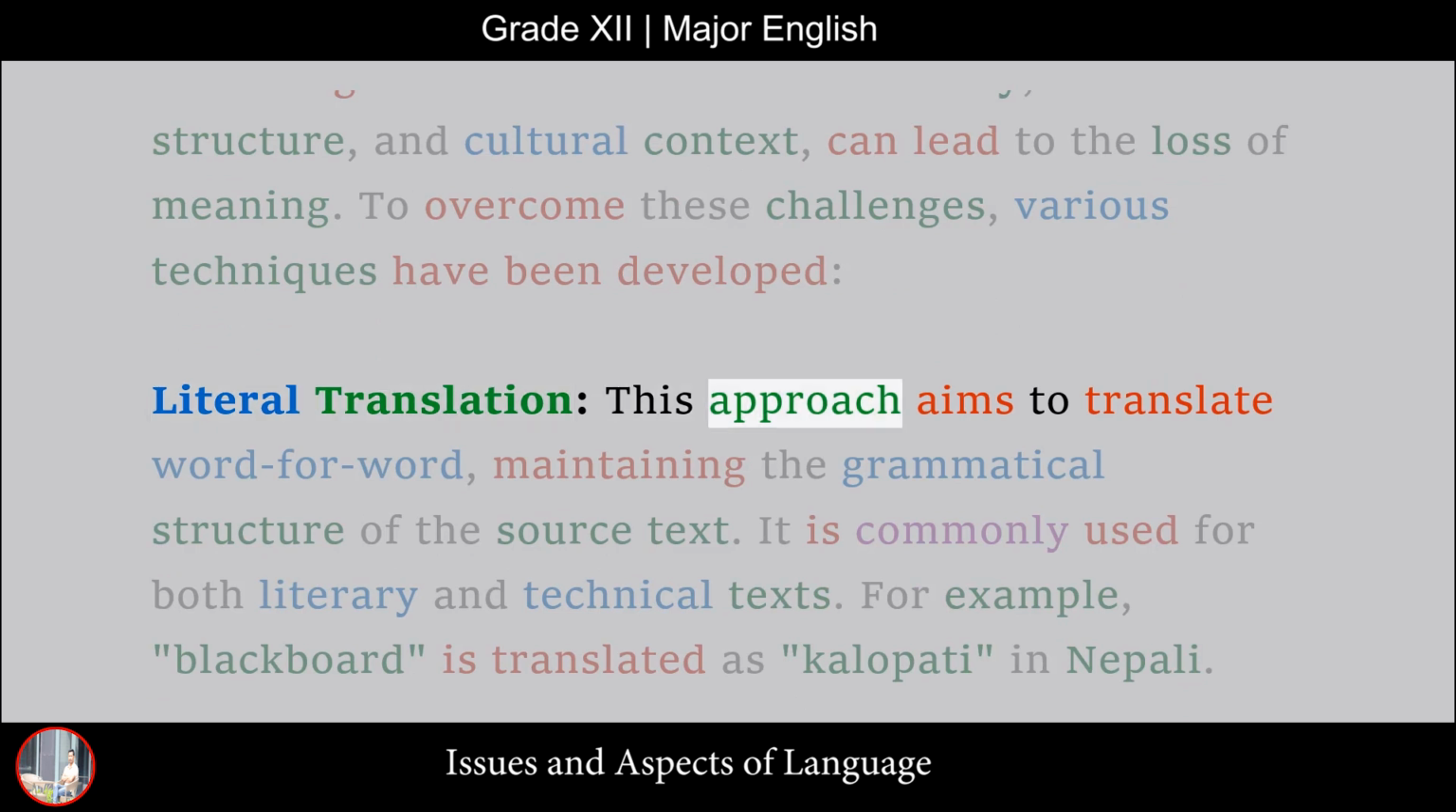Literal translation. This approach aims to translate word for word, maintaining the grammatical structure of the source text. It is commonly used for both literary and technical texts. For example, blackboard is translated as Kalapati in Nepali.